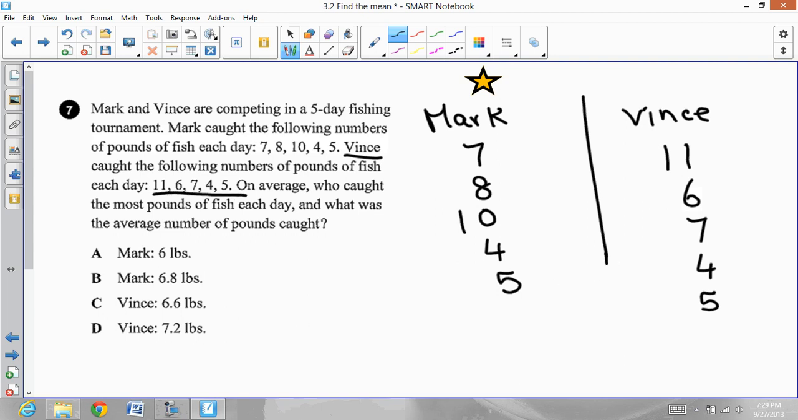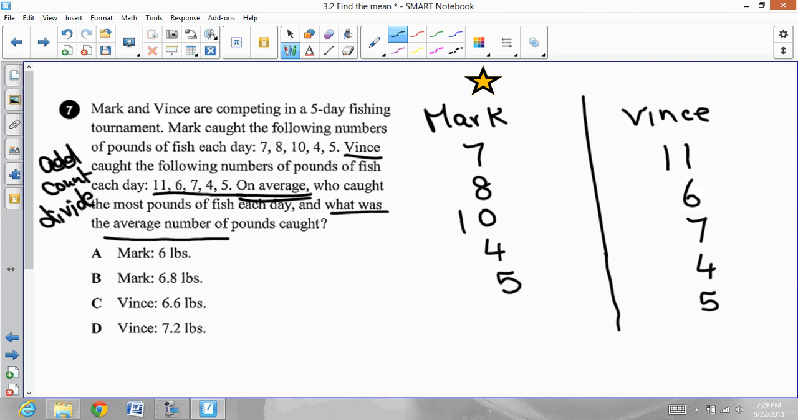Now let's focus on the question. On average, who caught the most pounds of fish each day? That is one part of the question. The second question is, what was the average number of pounds caught? Since they are asking you to find the average, they are asking you to find the mean. Once again, the way that you find the mean is you add, you count, and you divide.